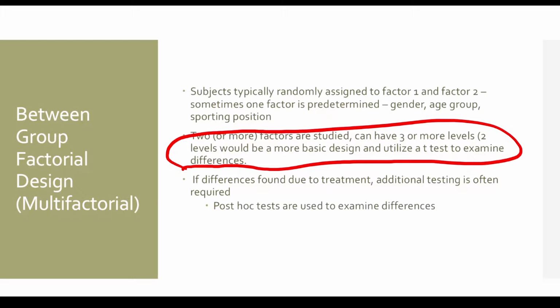If differences are found in the treatment groups, then often we have to do additional testing. So if the initial ANOVA comes back as a significant difference, we often have to do what are called post hoc tests. That's Latin for after the fact. Post hoc tests to see where the differences exist between which groups and so on. So again, let's take a look at a couple examples of between group multifactorial designs, because I think that gives a better example and explanation of what this type of design looks like.